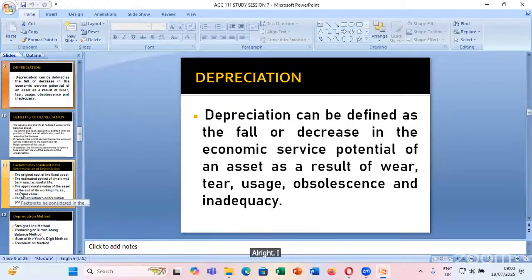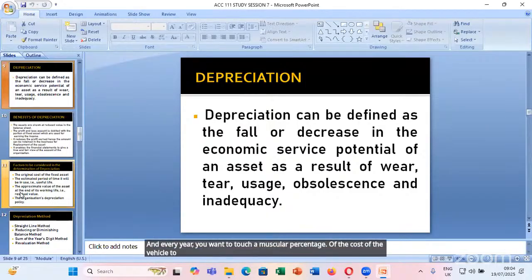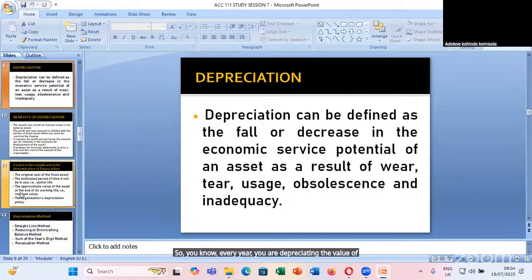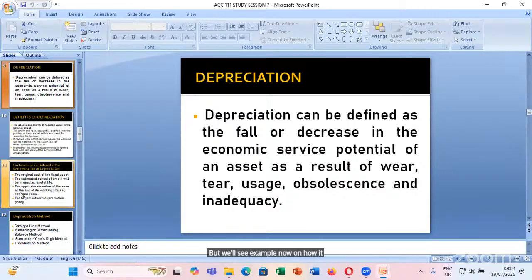I said, when you buy a motor vehicle for the purpose of the business, let's say 10 million naira, and you have decided you are going to use that motor vehicle for 4 years, and every year you want to charge a particular percentage of the cost of the vehicle to add it to part of your expenses. So every year you are depreciating the value of that asset. But we'll see an example now on how it is done. The expenses on that vehicle are to be charged as part of your expenses for the year.